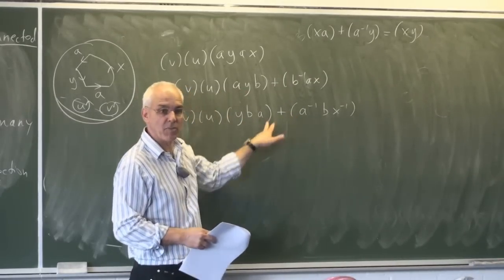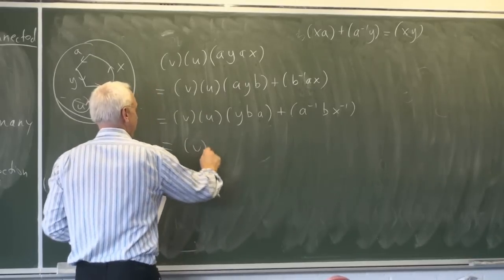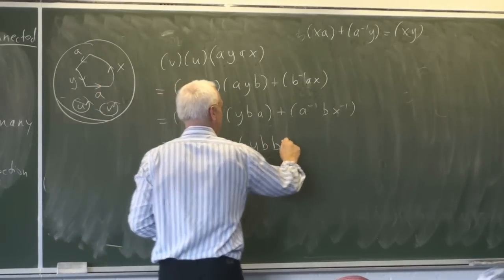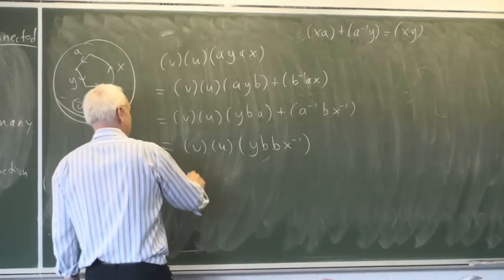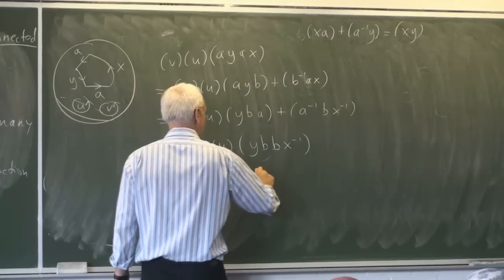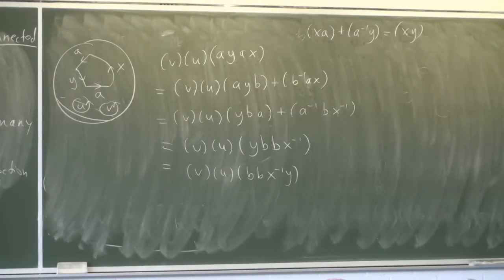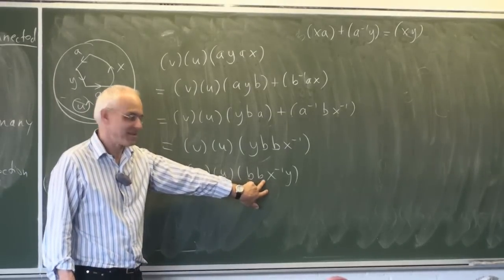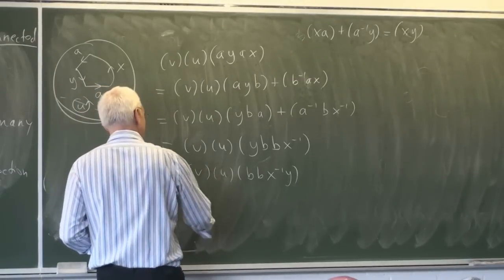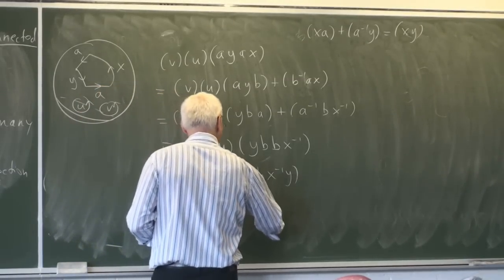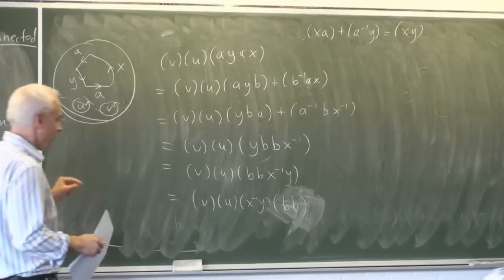Now I think of A and A inverse as being the common interior edge, and I'm going to contract there, giving V, U, and then Y, B, B, X inverse. And then I can write this as V, U, B, B, X inverse Y. And now that's a cross cap. We can separate that from the rest of the word. So we can write it as V, U, X inverse Y. So it's still on the same sphere exactly. The cross cap is just another word on the sphere.